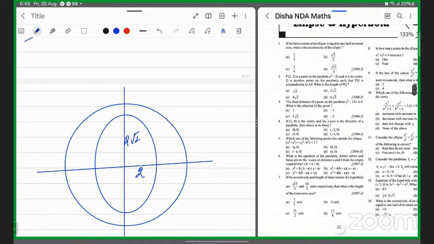Now solve on your own 1 to 7. Rest of the questions you can do on your own. Okay. Thank you for listening my lectures.